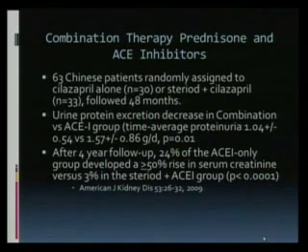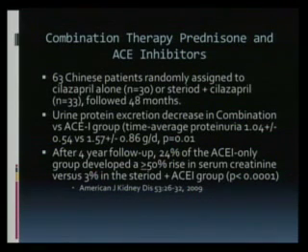And so this was a study that was published in 2009. They had 63 Chinese patients who were randomly assigned to ACE alone or ACE plus steroid. And they looked at the urine protein excretion, and they found that the patients on the combination therapy had less proteinuria compared to the placebo, for example.